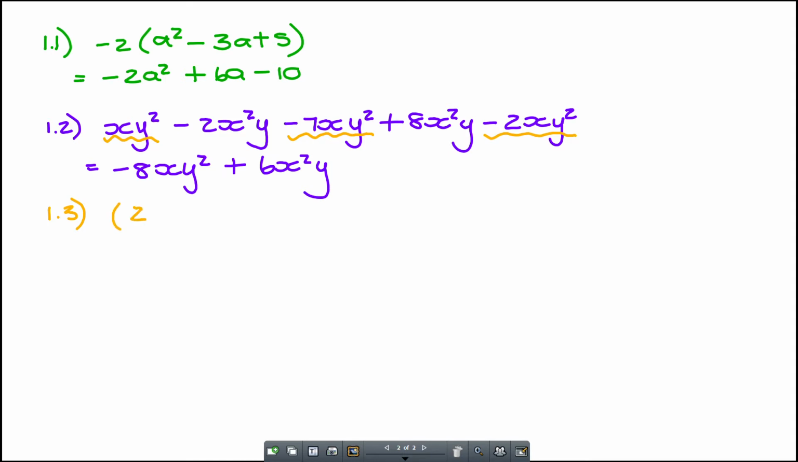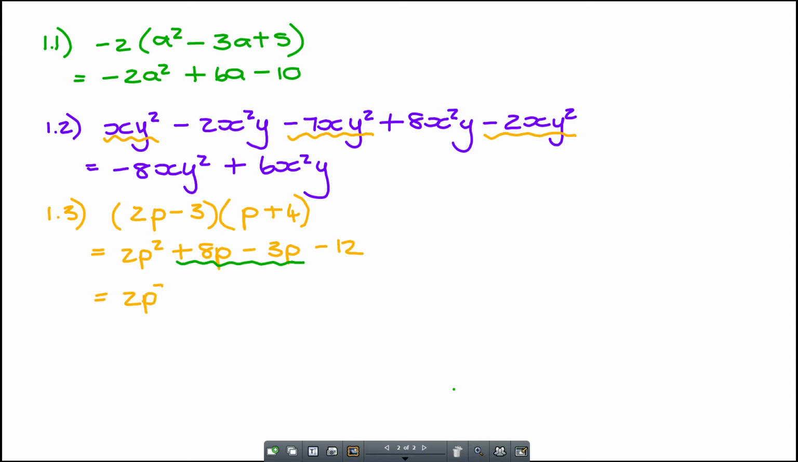Okay, at 1.3, what did we have to do here? FOIL. Okay, so you would get 2p squared plus 8p minus 3p minus 12. And then I wanted you to see these middle two. You had to go and simplify over there. And that would give you 2p squared plus 5p minus 12. Okay. Any questions? Okay, 1.4.